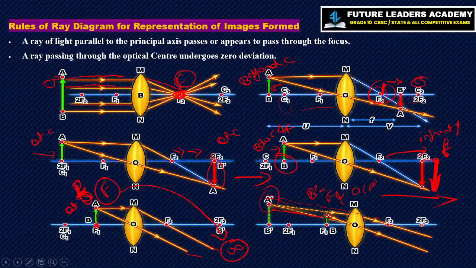Okay, these are the 6 rules of the lenses. Hope you have understood, because all the rules of the mirror have been explained clearly so that you can understand. See, a ray of light parallel to the principal axis passes through or appears to pass through the focus. So a ray passing through the optical center undergoes zero deviation.